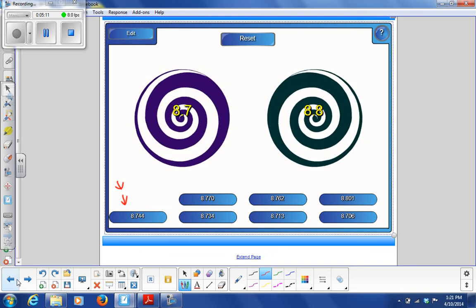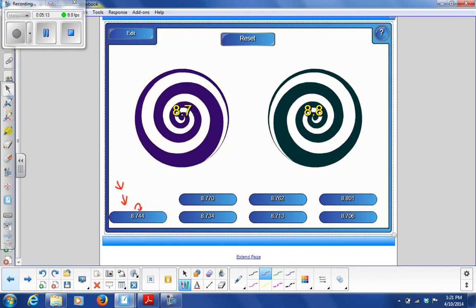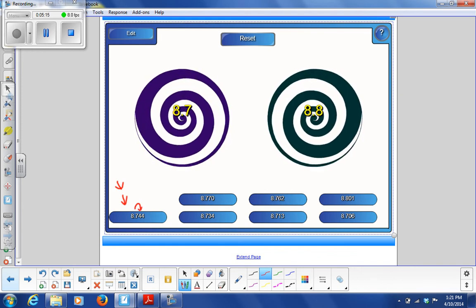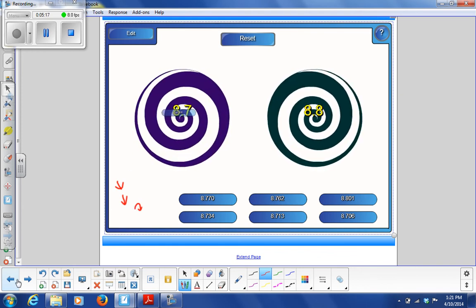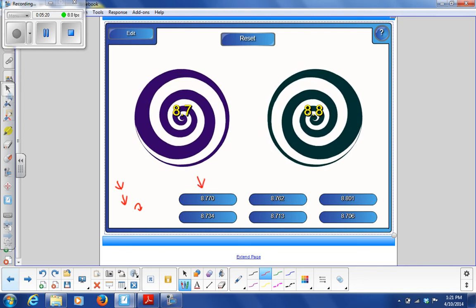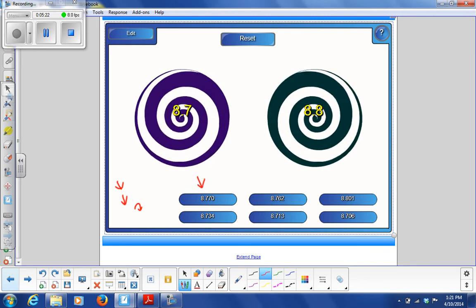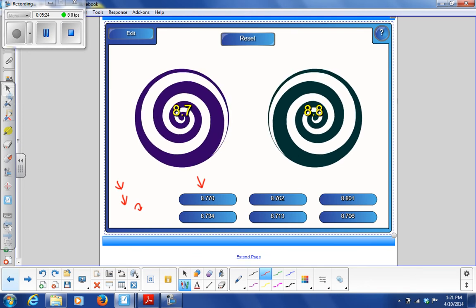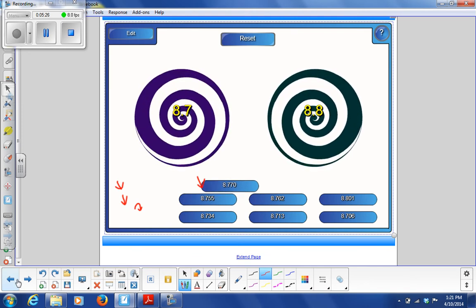8.744. I'm going to look at the 4. 4 is less than 5, so I'm going to leave that 7 alone. So it'll be 8.7. 8.77. I'm going to look next door. The 7 is higher than a 5, so I'm going to add a 1 to the 7 in the 10th place. So that's going to give me 8.8.